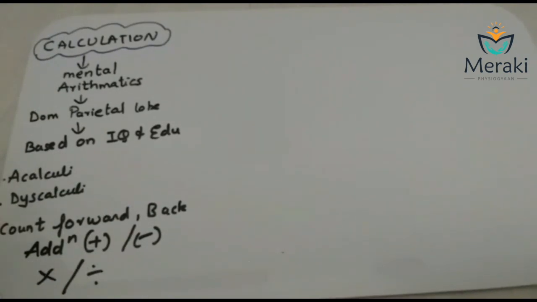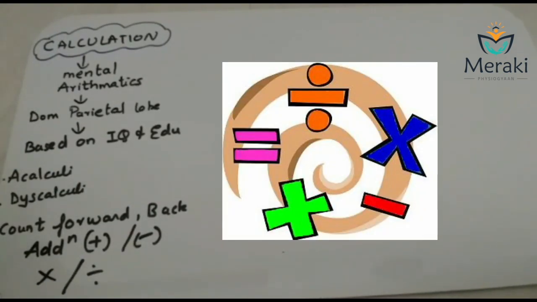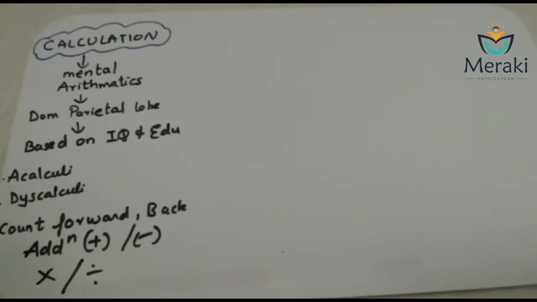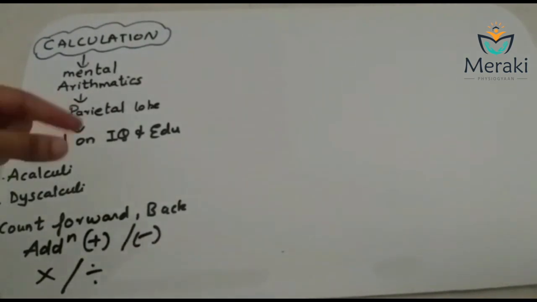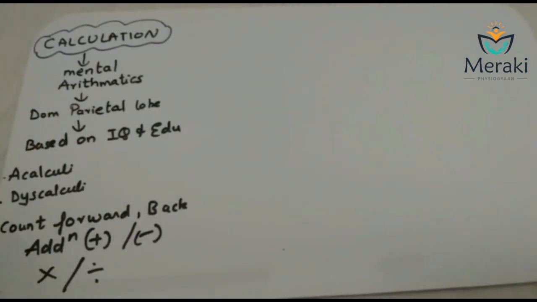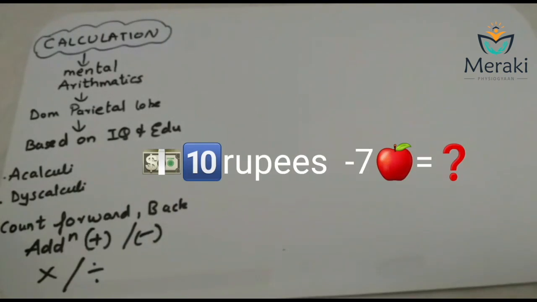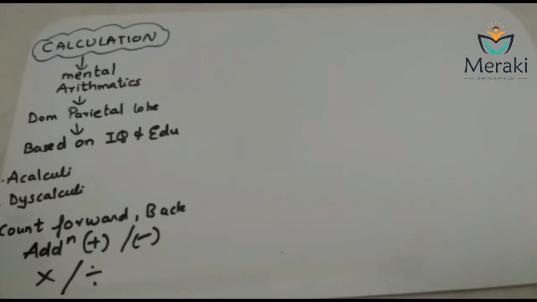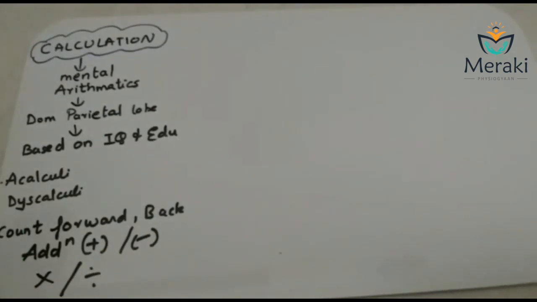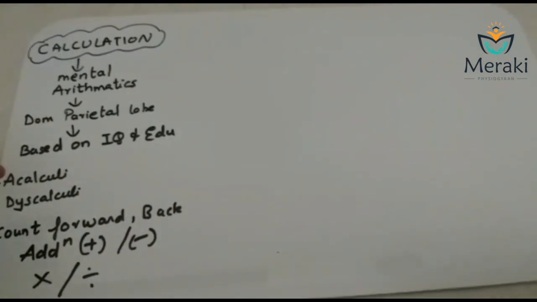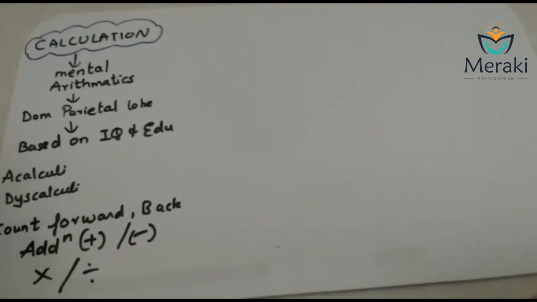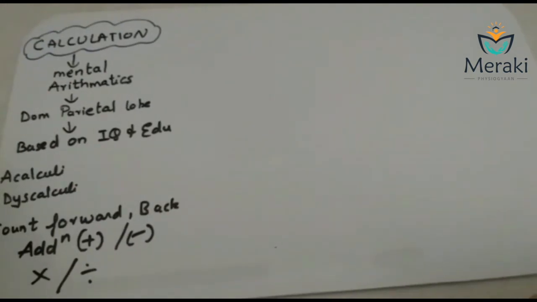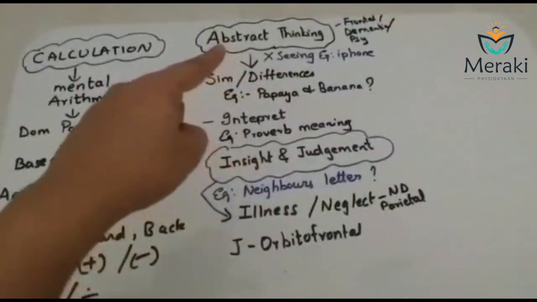Simple tests like counting forward, backward, basic addition, subtraction, multiplication and division. Even if you are dealing with an illiterate person, you can ask them questions around rupees. For example, you have 10 rupees, you bought an apple for 7 rupees, now how much is left? By this, what we are actually assessing is the time that they take to do simple calculation, the amount of attempts that they take to answer. So you're assessing their thinking ability in terms of numbers. If they are totally unable to do it, it is called as acalculi, and if they find it difficult, it is called as dyscalculia. The next is abstract thinking.